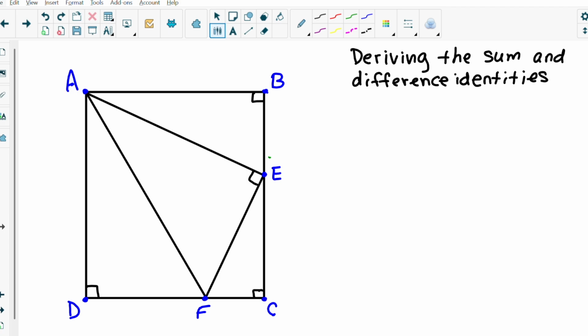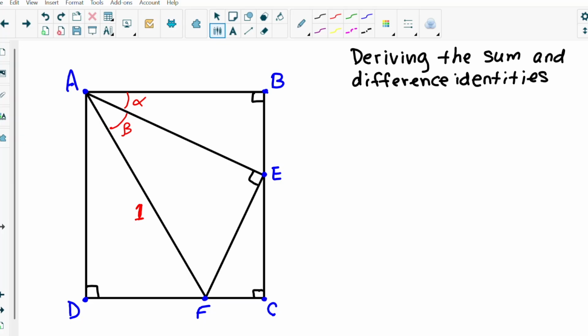Howdy folks, deriving the sum and difference identities for trigonometry. So I have this wonderful rectangle ABCD with a triangle AEF inscribed in it. I'm going to make a couple of labelings here. I'm going to call this angle alpha. I'm going to call this angle beta. I'm also going to call the hypotenuse of triangle AEF, so side AF, 1 unit. Okay?